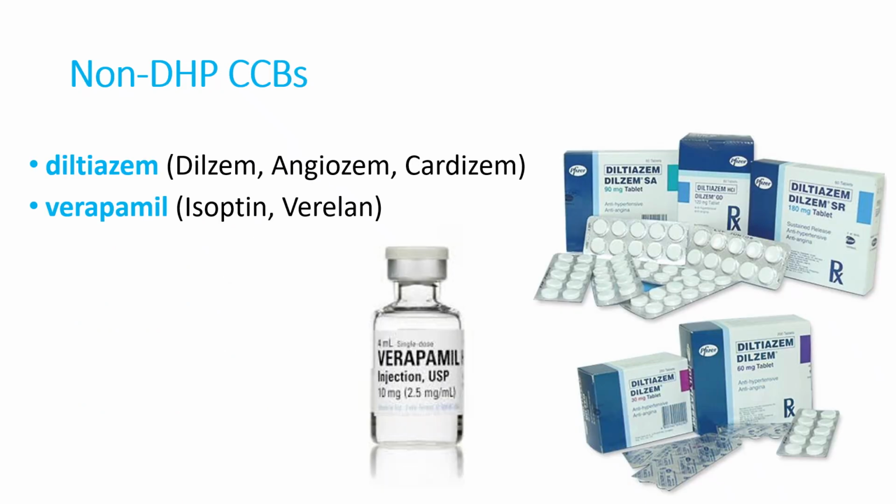Presently, there are only two popular non-dihydropyridine calcium channel blockers, and they are quite easy to remember. First, we have your diltiazem under the brand name Dilzem, Angiozem or Cardizem, and your verapamil, popularly known under the brand name Isoptin. Both these drugs are indicated for hypertension, angina, and certain arrhythmias.